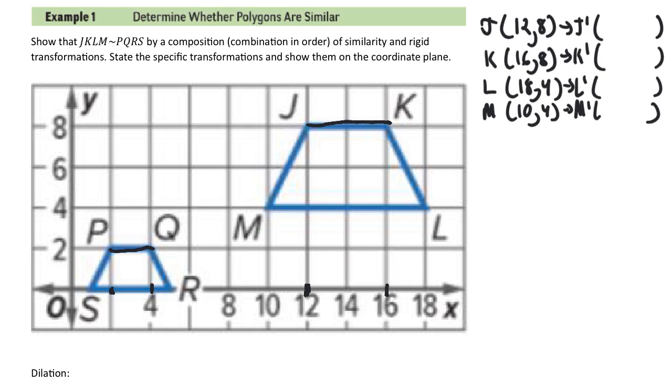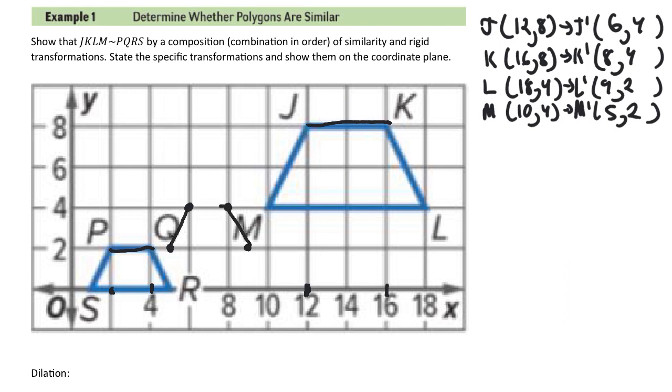We can just half the numbers 12 and 8. So you get 6 and 4. Half of 16 and 8 is 8 and 4. 9 and 2. And 5 and 2. So let's graph these, shall we? 6, 4 seems to be right here. 8, 4 is right here. 9, 2 is right here. And 5, 2 is right here.